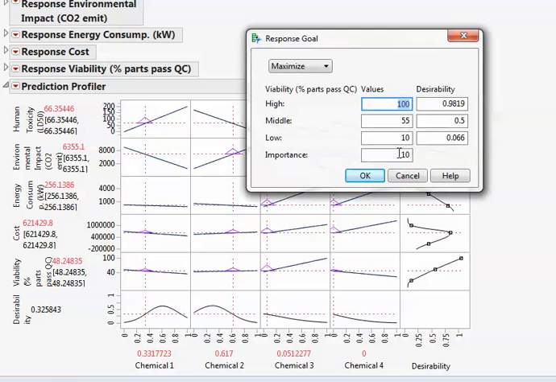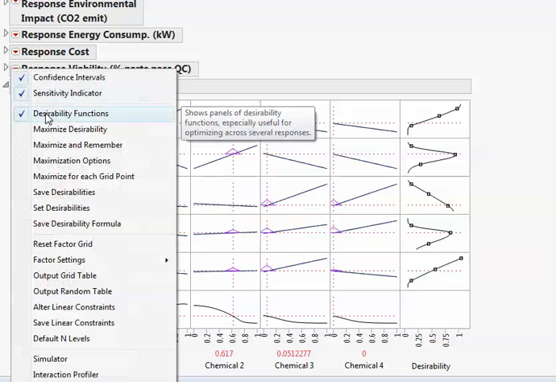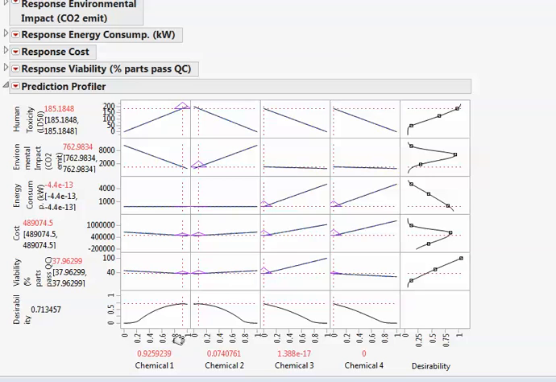I don't care about quality, I don't care about anything but human toxicity, and I want that level to be really, really high. And I don't care about the other ones. And then if I go back here and go to maximize desirability again, well, I get a different profile. It says, well, in that case, just use basically all chemical 1 if nothing else matters to you.